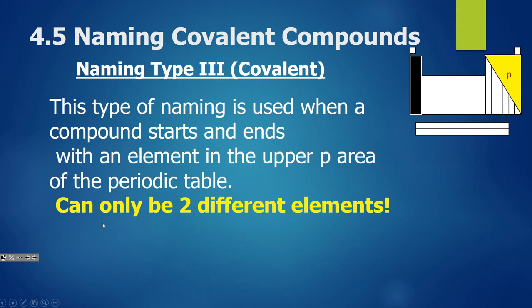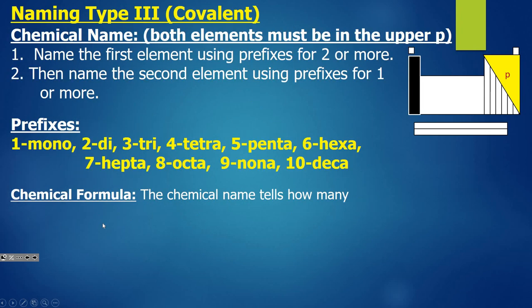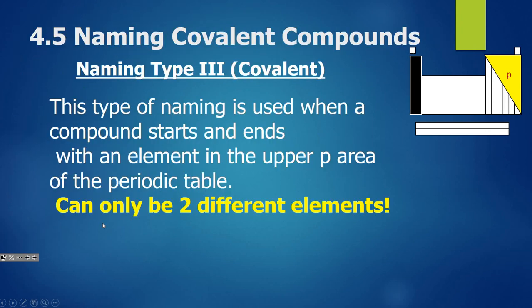Okay, so now we're heading into naming type 3. Now, here's where I put a huge, huge caution. It can only be with 2 elements. And those 2 elements have to be a non-metal and a non-metal, or a non-metal and a metalloid. That's the only things you can use. Okay, the only things that can be in this type of naming.